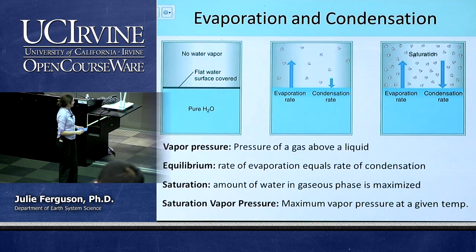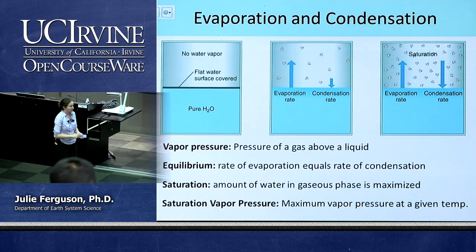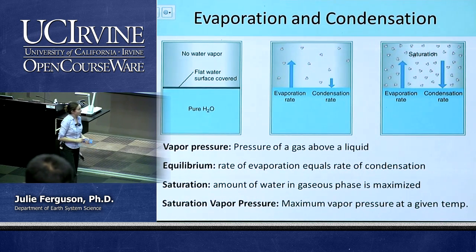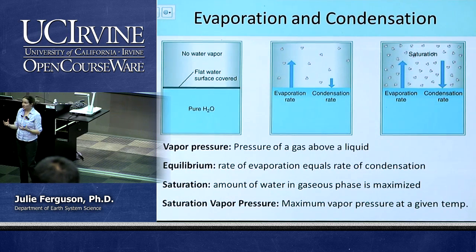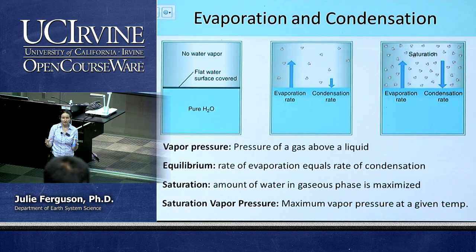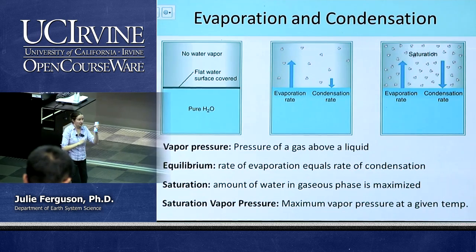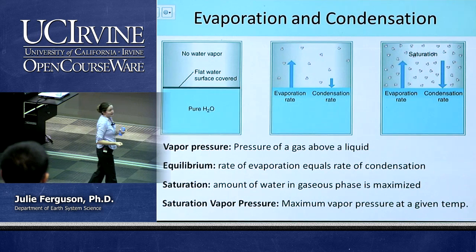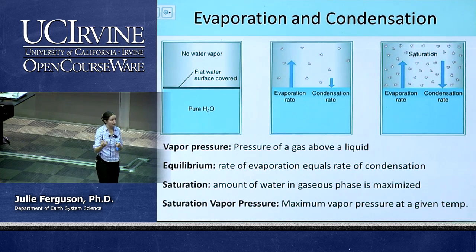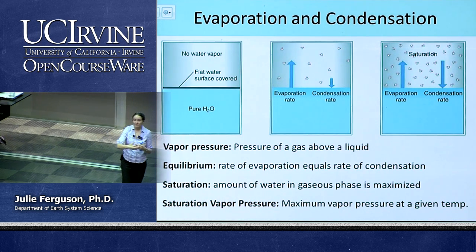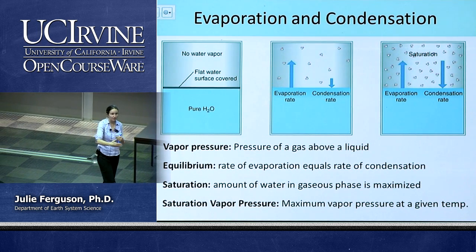Okay, so let's have a look at some of my definitions here. I've already touched on a couple of them. So when I talk about vapor pressure, what I'm talking about is the pressure of a gas above a liquid. So for example, in my first diagram on the left, there would be no vapor pressure because there are no molecules to collide with the walls and create a force. Okay? In my middle diagram, I have a few water vapor molecules, and so as they move around, they're colliding with the sides, and so they'll create a little bit of pressure. So we'll have a little bit of vapor pressure.